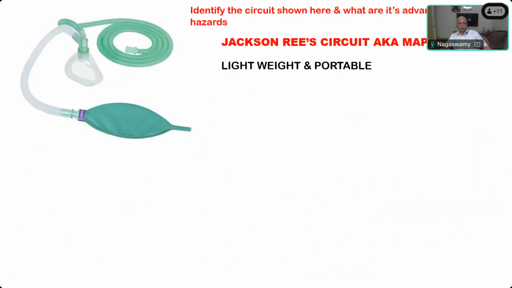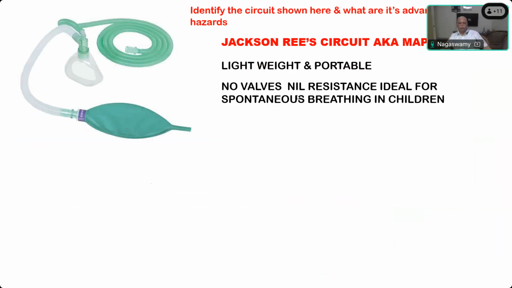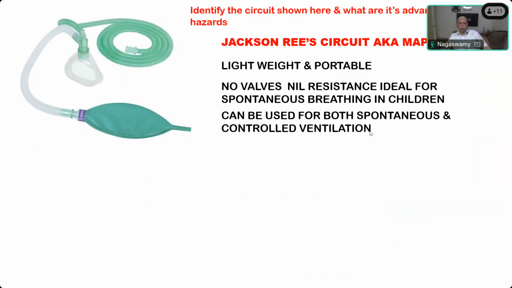What are the advantages? One is that it is lightweight and portable. Any other advantage you can mention about this? Apparatus dead space is minimum when compared to the usual Bains. Fantastic, very good. No valves, so nil resistance, ideal for spontaneous breathing in children, which I told you earlier. It can be used for both spontaneous and controlled ventilation because of the minimal dead space. So minimal apparatus dead space is also there. These are all the advantages of this Jackson Rees circuit.